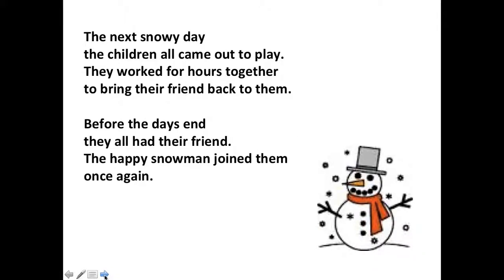Okay, so the next snowy day, the children all came out to play. They worked for hours together to bring their friend back to them. Before the day's end, they all had their friend, the happy snowman, joined them once again.